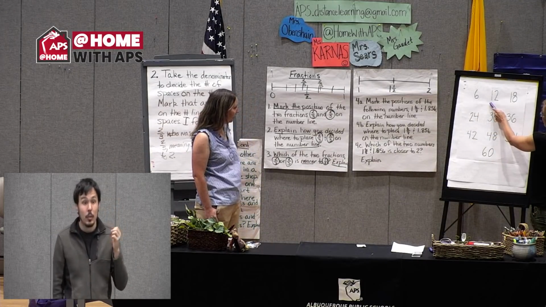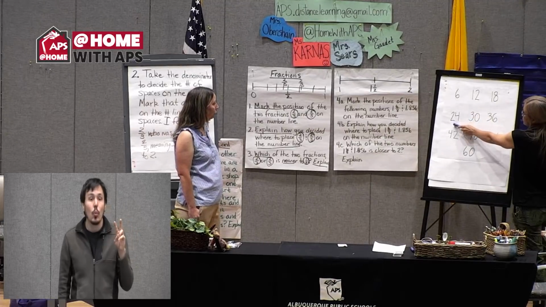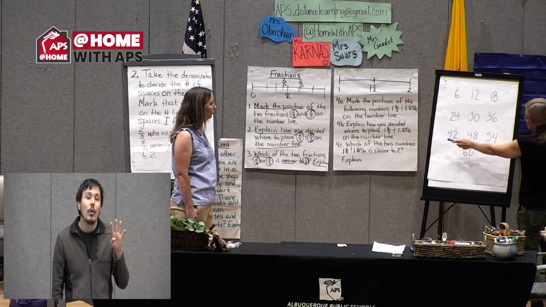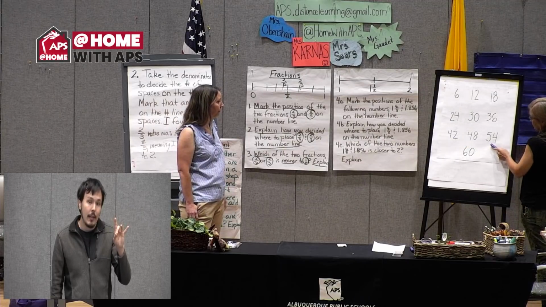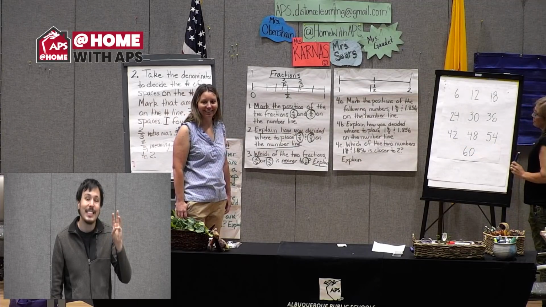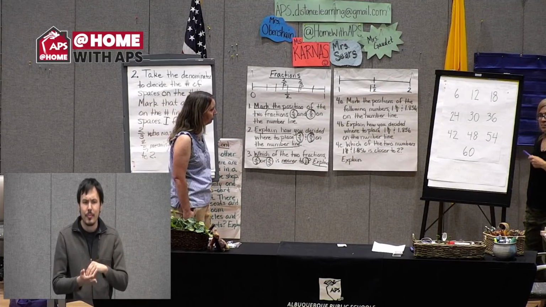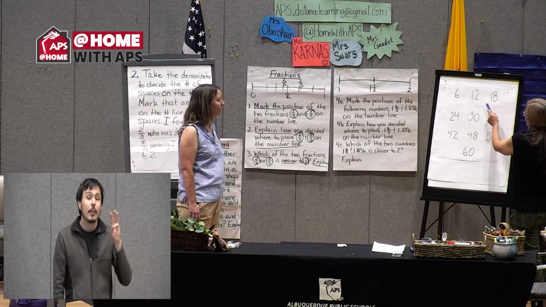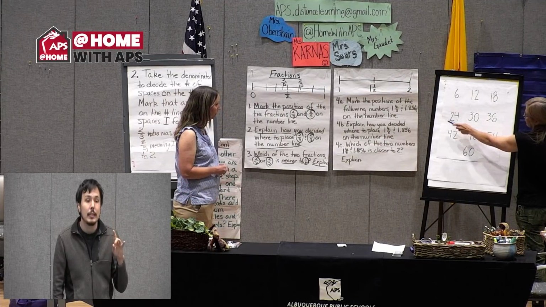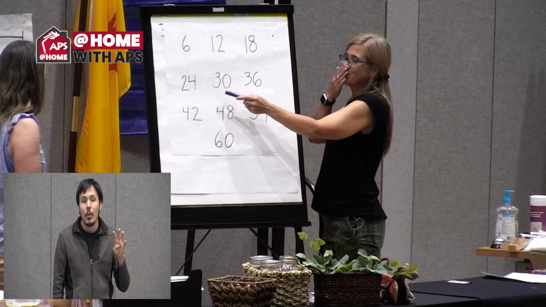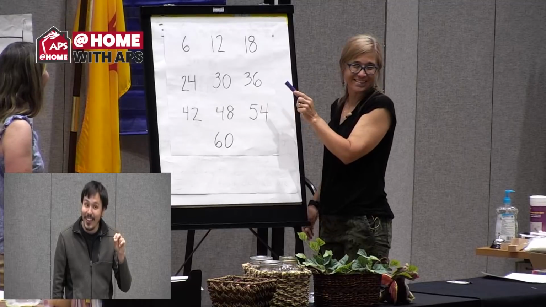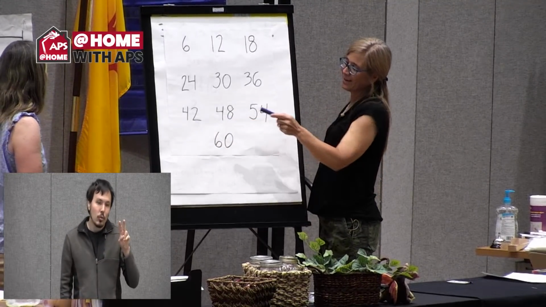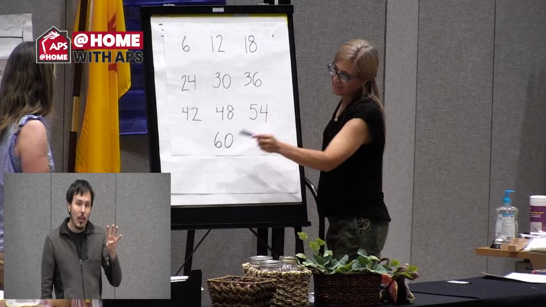6, 12, 18, 24, 30, 36, 42, 48, 54, 60. Let's try it one more time just to make sure we're nice and smooth. 6, 12, 18, 24, 30. 30. Good thing Ms. Gaudet is here. 36, 42, 48, 54, 60.